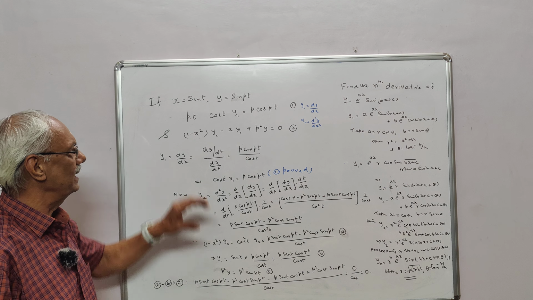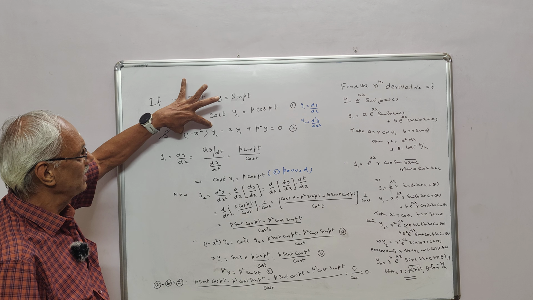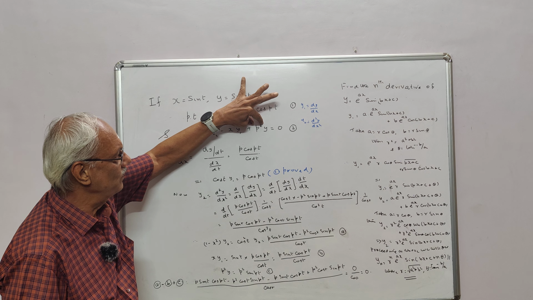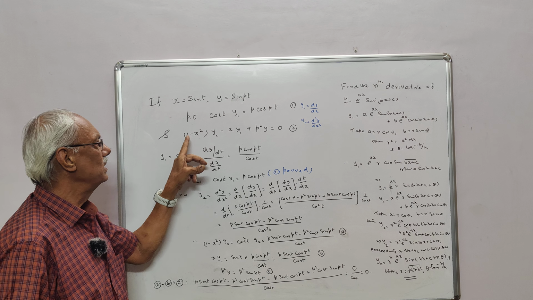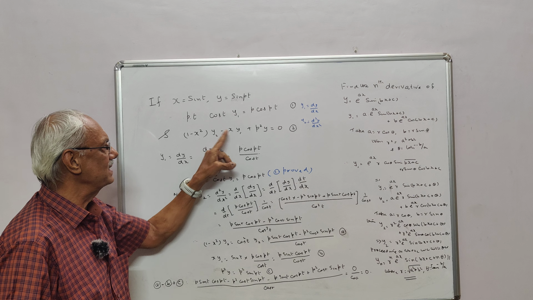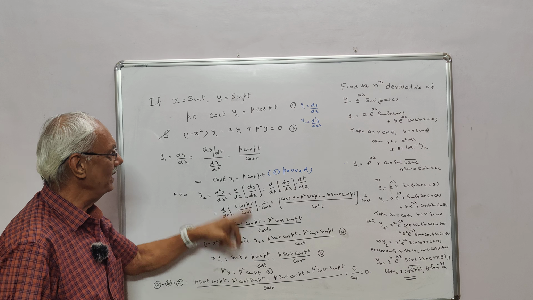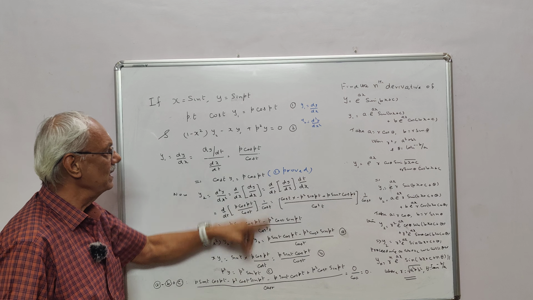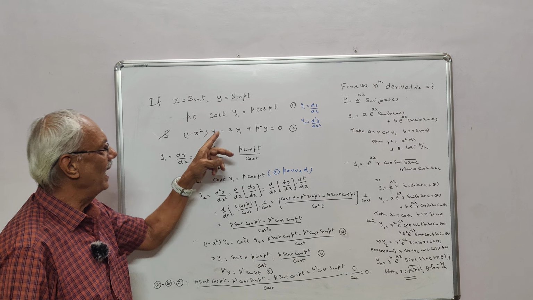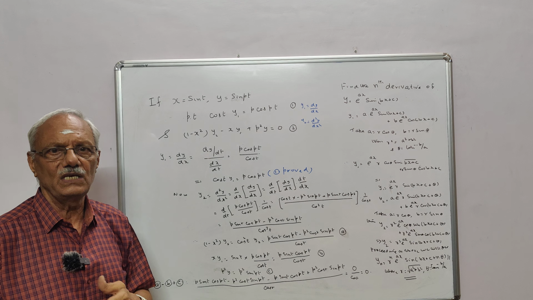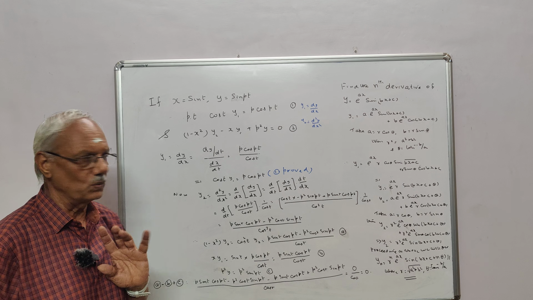Now let me go to the next step. What I do here is that I find out the value of y2, then x into y1, then p squared y, and do as given in the second result: (1 minus x squared) into y2 minus x into y1 plus p squared y, and see whether it is equal to 0.